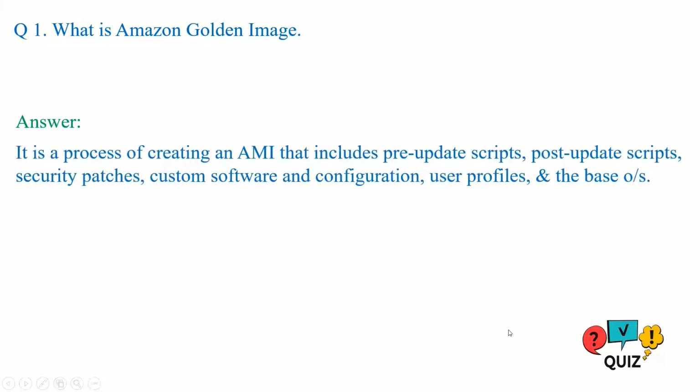So it is a process of creating an AMI, Amazon Machine Image, that includes pre-update scripts, post-update scripts, security patches, custom software configuration, user profiles, and the base operating system. Okay, so this golden image will contain micro-level configuration settings. The regular image that we take is a custom AMI, which will not have this level of configuration settings. All right, good attempt. Let's move on to the next one.